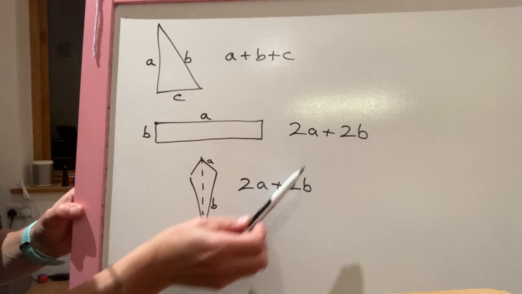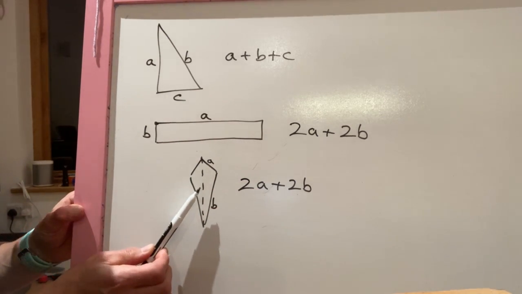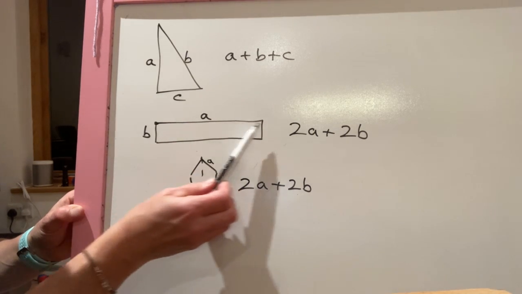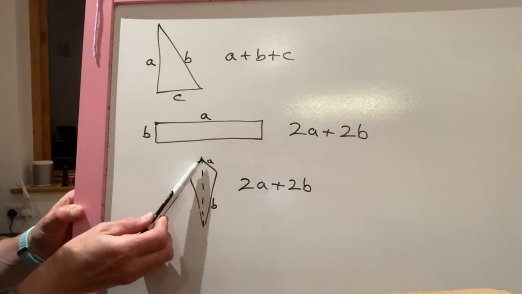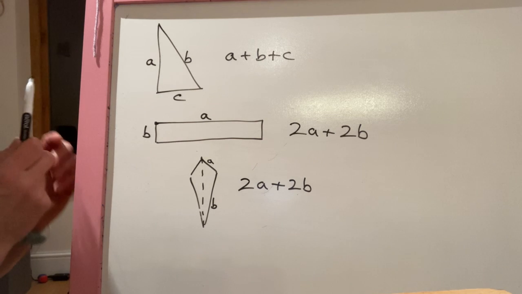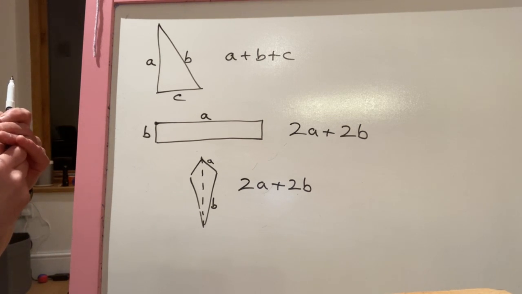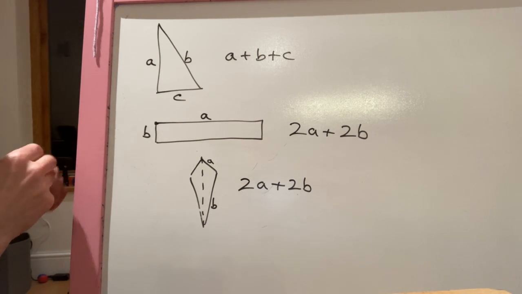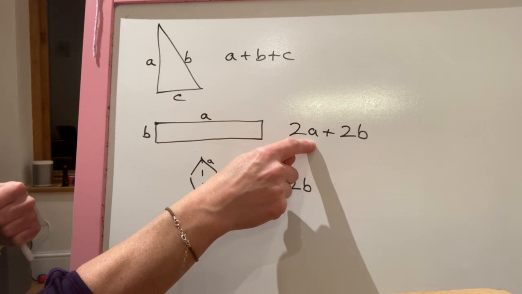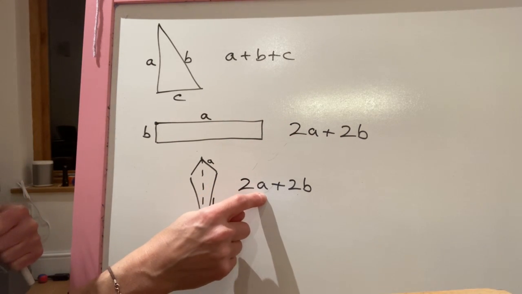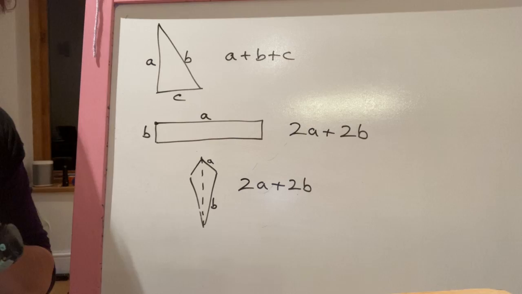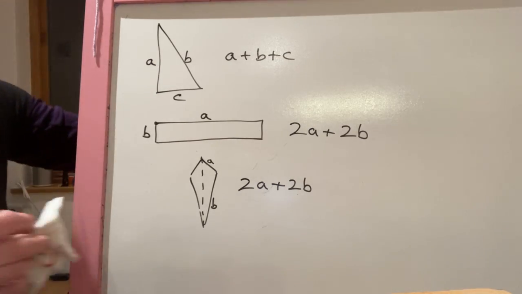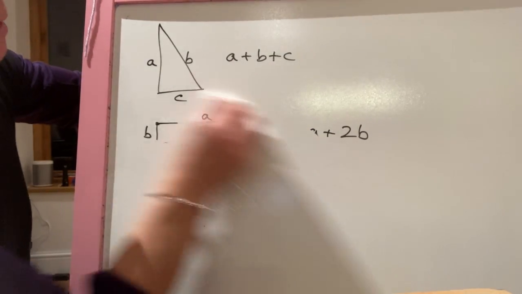Interesting, isn't it, that you've got the same algebraic expression for the two different shapes? Of course the A here represents this side, but the A here represents a different length. The A in that expression wouldn't be the same value as this one here, but we don't know what they are at this point. So question 6 is rather similar to those. You can have a go.